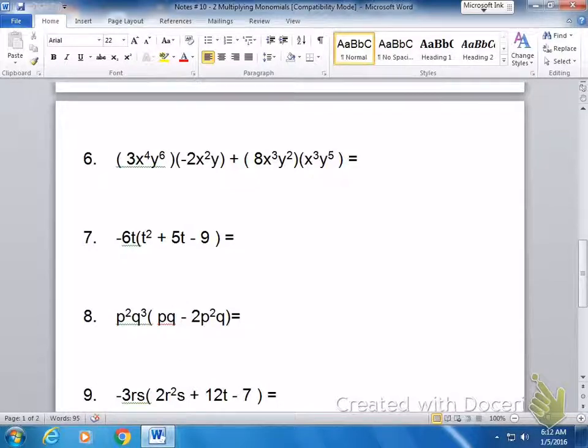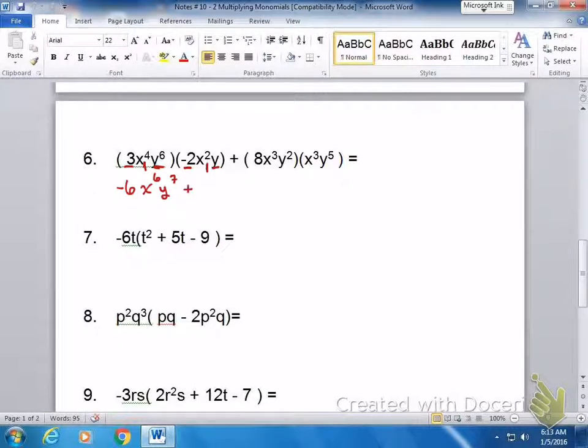I have 3x to the 4th y to the 6th times negative 2x squared y plus 8x to the 3rd y squared times x to the 3rd y to the 5th. So let's look at the first two terms there, and let's go ahead and multiply them together. I have 3 and negative 2, that's negative 6. I have x to the 4th, x squared, so that's x to the 4 plus 2, x to the 6th. And I have y to the 6th, y to the 1st, that'll be y to the 7th.